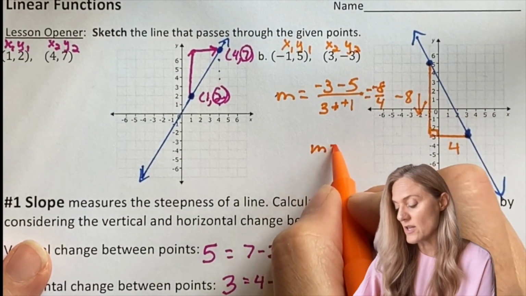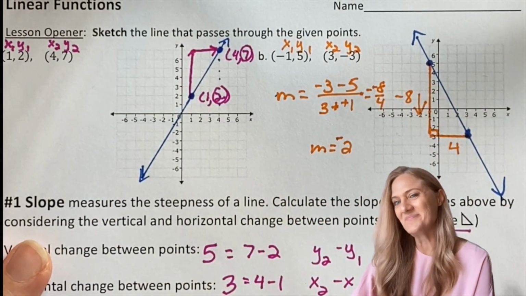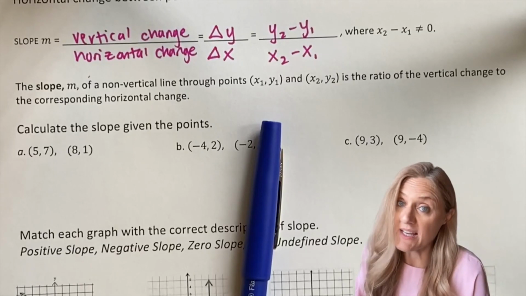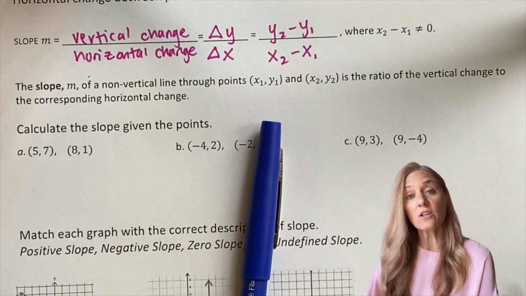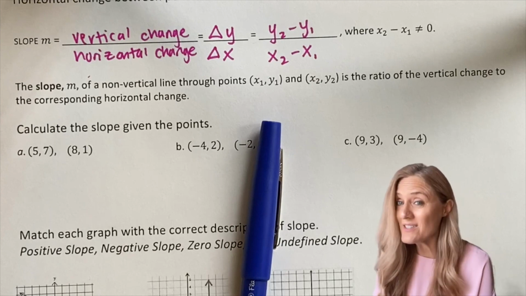So m, or slope, equals negative 2, because it's falling. So now we've seen how we got the slope formula, y sub 2 minus y sub 1 over x sub 2 minus x sub 1. You know, that change in y over change in x. Let's go ahead and have you practice, and please do take time to practice.